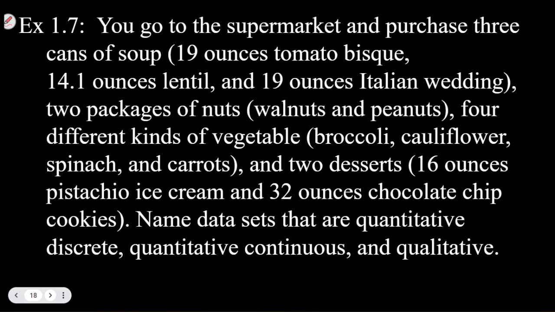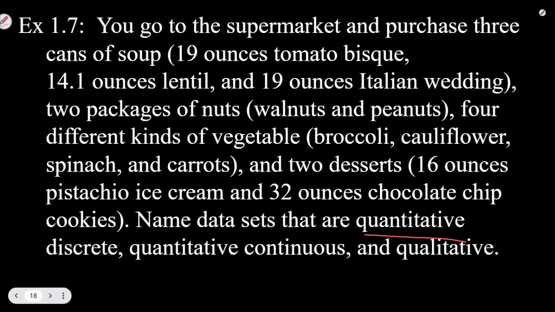So let's start with quantitative discrete. Remember, quantitative discrete is basically counts of things. There are a couple different spots here where we maybe have that. 2 packages of nuts, 3 cans of soup, depending on how we're setting up our situation there.